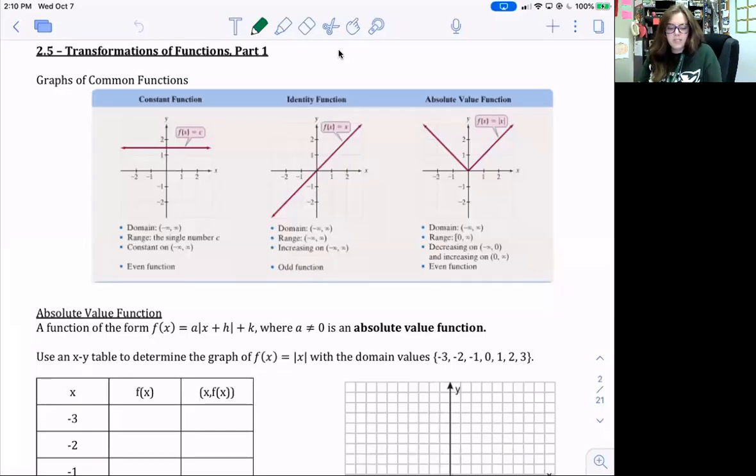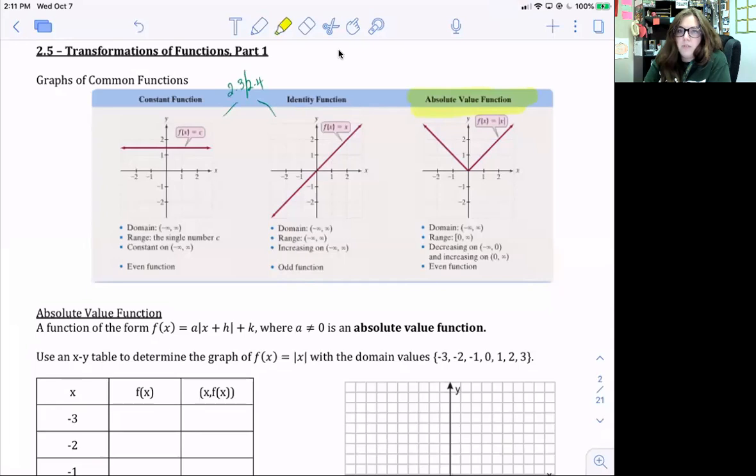Okay, so today we're going to look at part one of transformations of functions. Some graphs of common functions that we have talked about are the constant function, so our horizontal line, and the identity function, so anything that's linear. We talked about these in 2.3 and 2.4. Now we're going to be looking at the absolute value function.